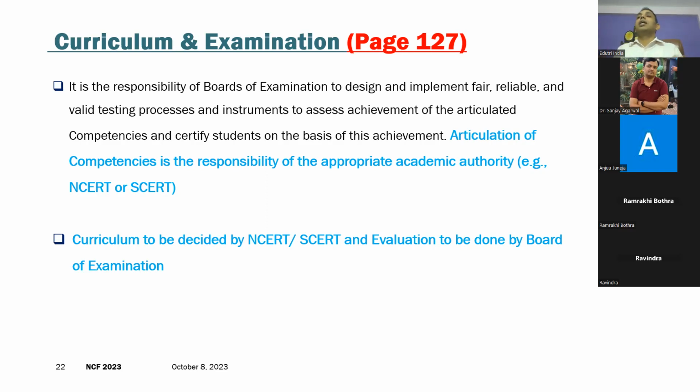They have clearly written there are two bodies. One is CBSE, one is NCERT, SCERT. CBSE and all boards is one body. NCERT, SCERT, these are other bodies. NCERT and SCERT will design the curriculum, and boards, CBSE, ICSE, UP board, Haryana board, whatever, they will only evaluate the bachcha. Boards will not give their own curriculum. They have to check the bachcha, evaluate the bachcha, examine the bachcha on the basis of curriculum given by NCERT and SCERT.